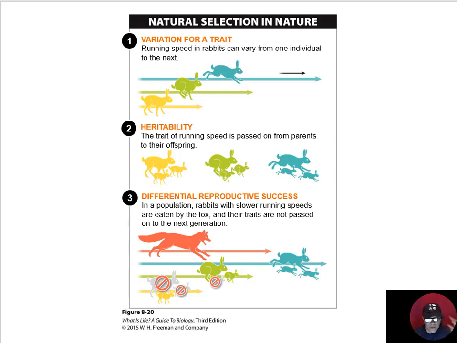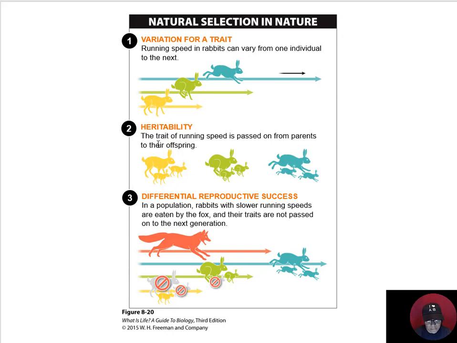So for example, here we've got these rabbits. Let's call them jackrabbits. So if we're looking at, say, this trait that causes a variation in running speed in rabbits, and it can vary from one individual to the next. So just based on color, let's say this teal one has an allele that allows them to run really fast, and this greenish one has an allele that allows them to run moderately fast, and this yellowish one has an allele that really makes them slow.